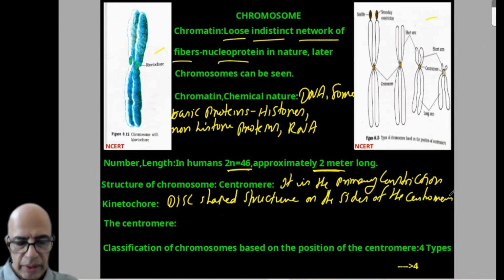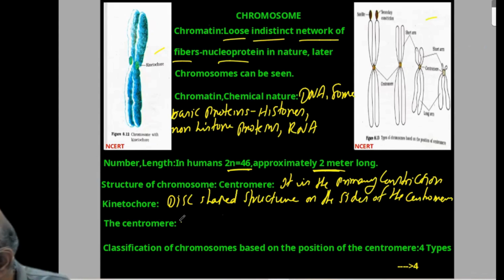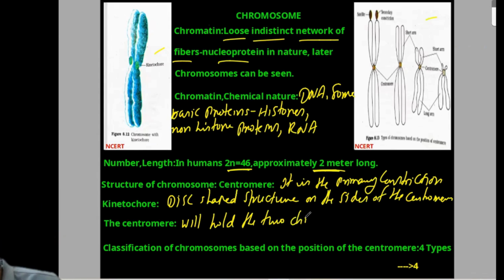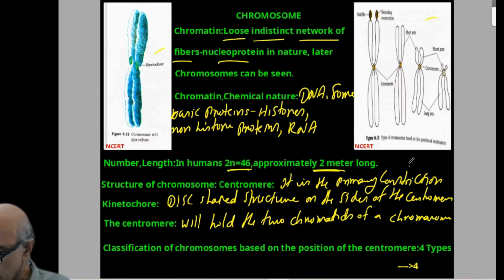Now, functionally what does the centromere do? It holds the two chromatids of a chromosome. Now, classification. Chromosomes are classified based on the position of the centromere. There will be 4 types. Direct NCERT, important again.